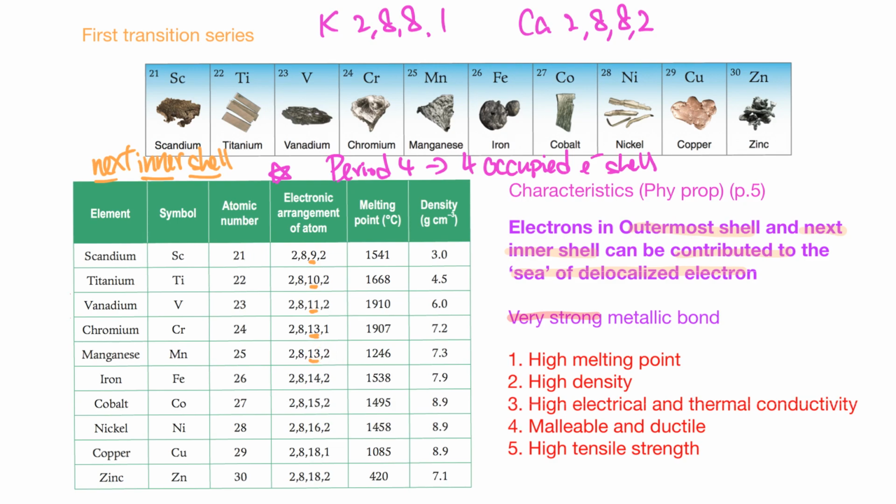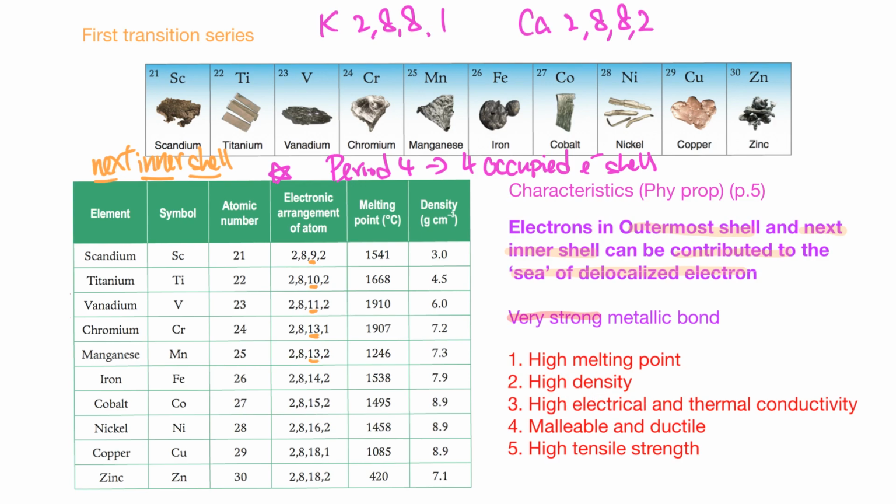With more electrons in the metallic bond, it will be very strong. And due to the strong metallic bond, obviously the physical properties will follow. So they have a high melting point, because more energy is required to overcome this metallic bond. Because the metallic bond is very strong, the particles are held tighter, so they will have high density.